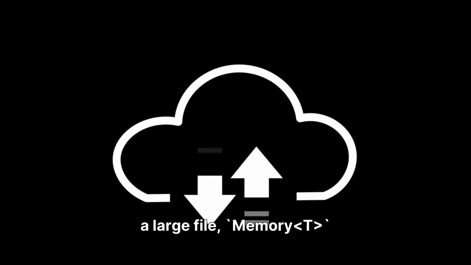For example, when downloading a large file, Memory<T> can be used to manage the incoming data chunks efficiently without blocking the main thread. Next, we venture into unsafe utilities, which allow direct memory access through pointers, bypassing C#'s type and memory safety checks. While powerful, this capability comes with significant responsibility, as it opens the door to potential memory-related issues if not used carefully.